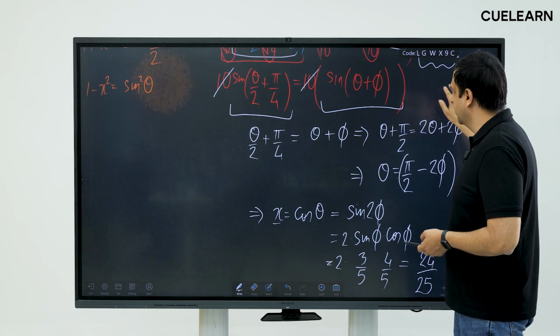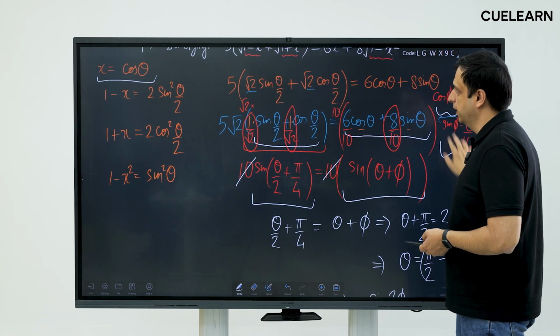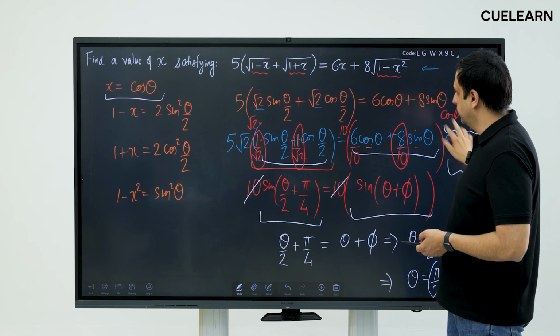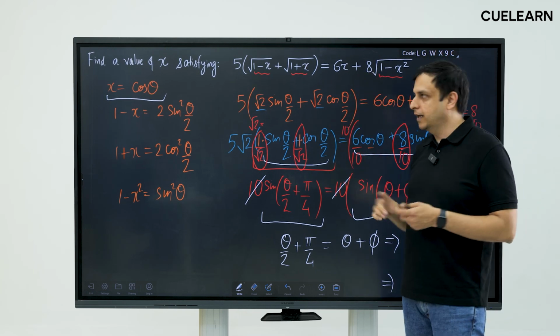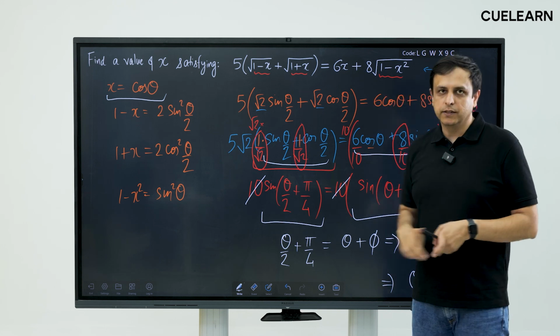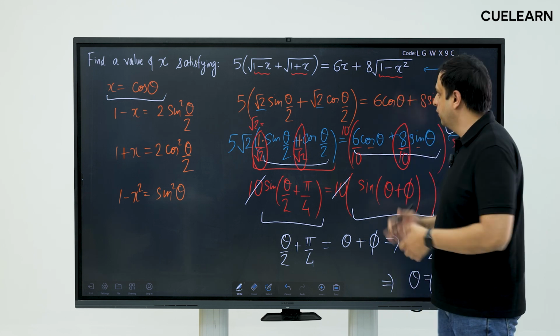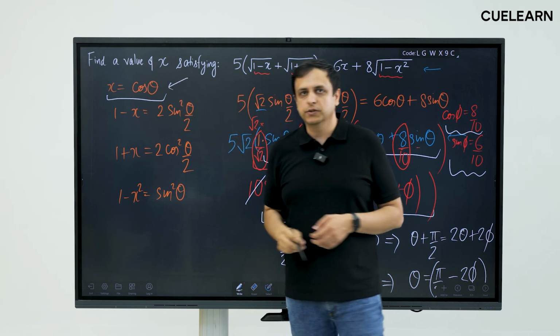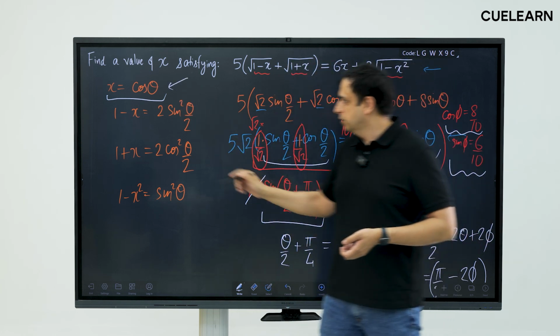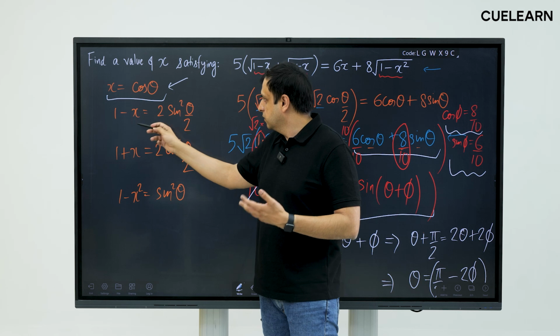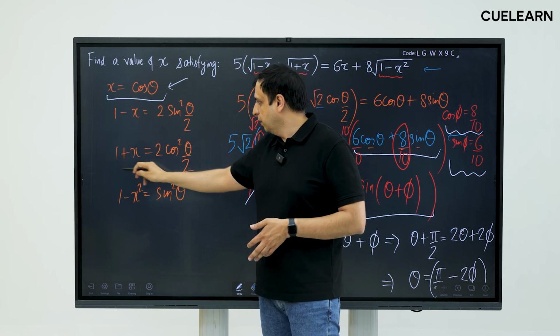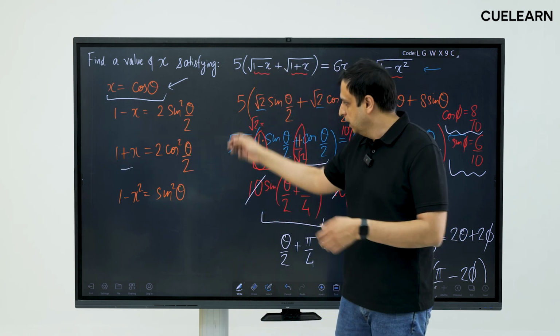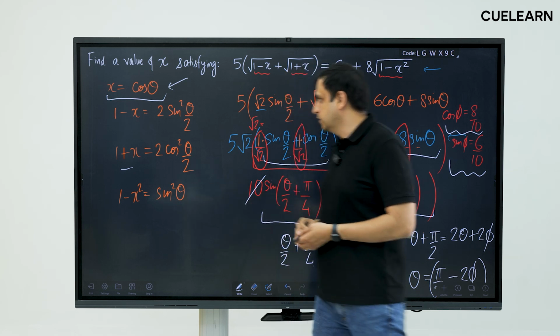So let's quickly do a recap of what we did. So we had this original equation, which looked very complicated. If we had tried rearranging it and squaring it, it would not have taken us very far, but instead we were smart and we said, let's do this trigonometric substitution, x equal to cos theta, because we know these formulas. 1 minus cos theta is 2 sin square theta by 2, 1 plus cos theta is 2 cos square theta by 2, 1 minus cos square theta is sin square theta.